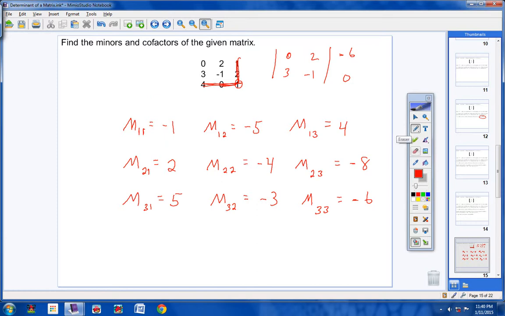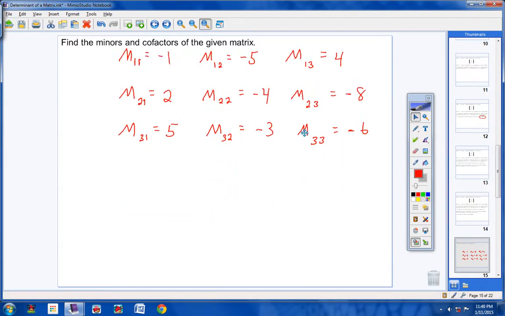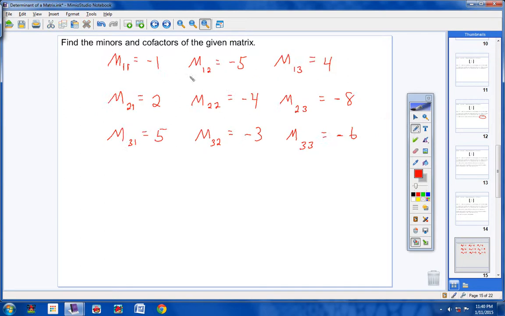Now, how do you find the cofactors? Well, once you find the minors, then the rest of it's really easy, okay? Here's all that you have to do. The cofactors, you either change the sign of the number or you leave it alone, okay? So here's what you do. If you add these two numbers together and it's an even number, then you don't change the number, you leave it alone. So cofactor 11 is negative 1, it stays the same.